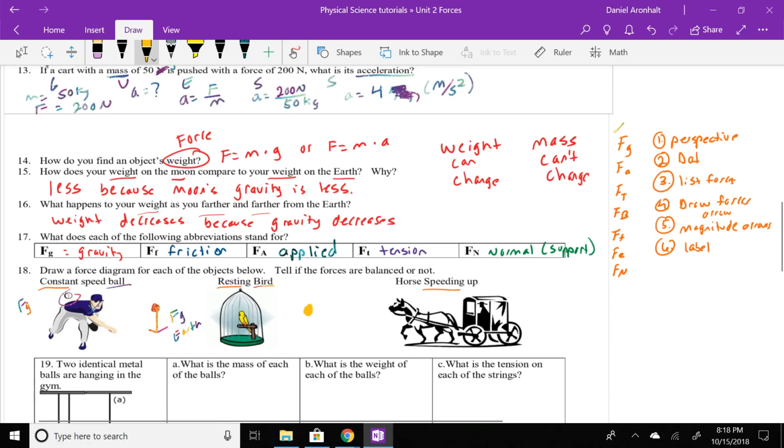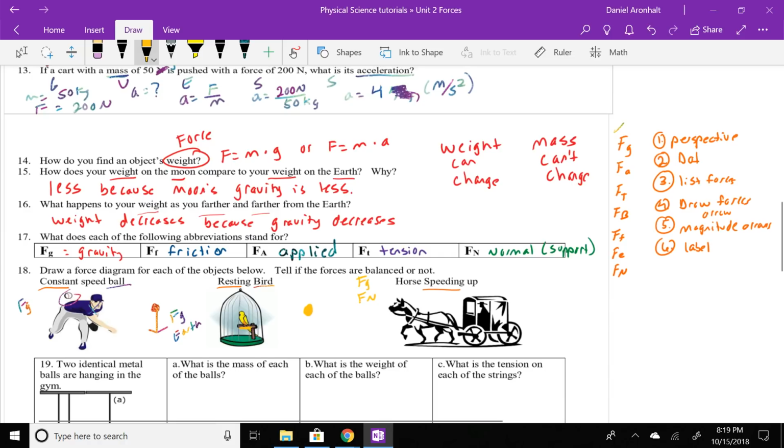And then I list my forces. Let's go through the whole 7. I have gravity, check. So F sub G. Now if I'm not falling down, then I'm being supported. So I have F sub N. Now F sub N is a contact force. What's physically touching the bird? This stand is physically touching the bird.